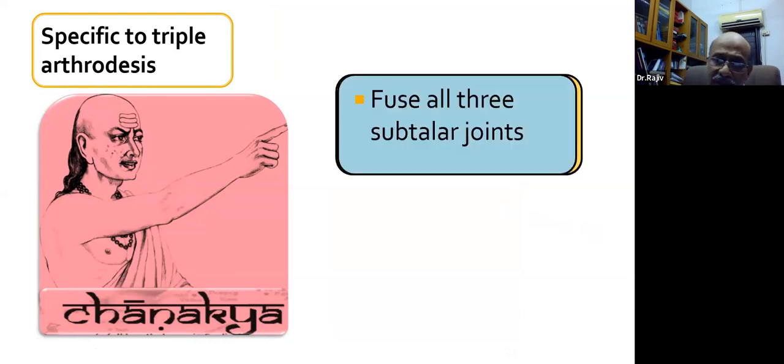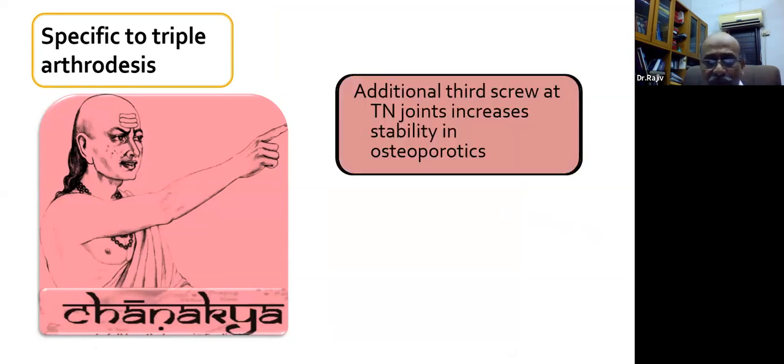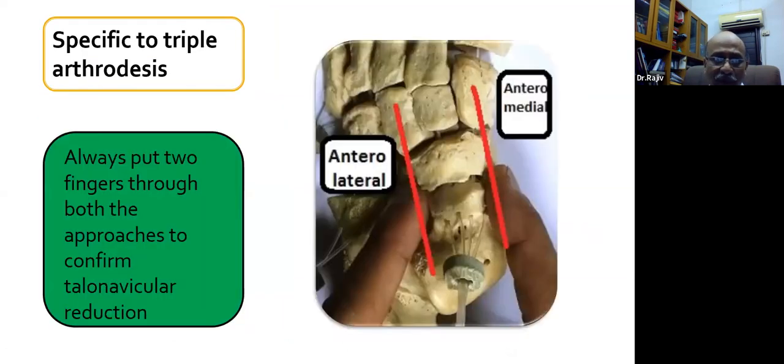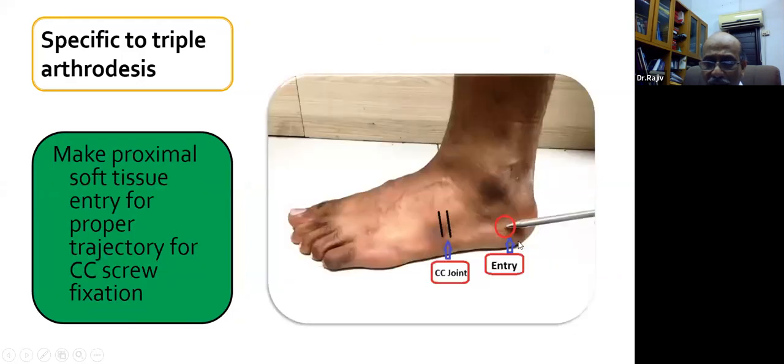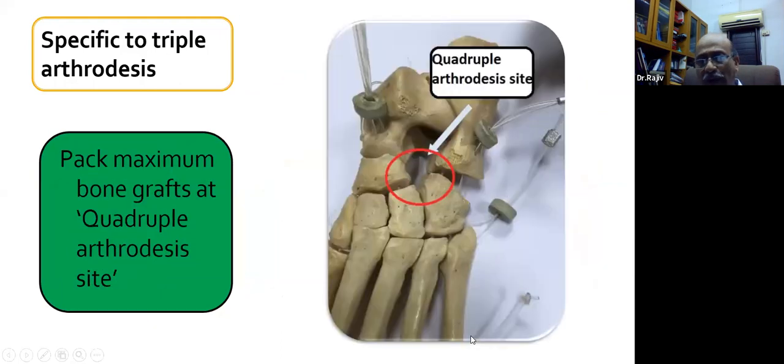Fuse all the three subtalar joints: anterior, posterior, and middle subtalar joint. And you can put your fingers from the two incisions to make sure that your navicular is centered over the talus head before you put the fusion screws. And sometimes, for a calcaneocuboid joint, you need to start your entry a little proximal so that you would be able to pass your screws in the calcaneocuboid joint.